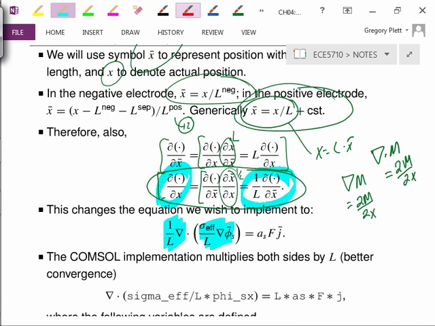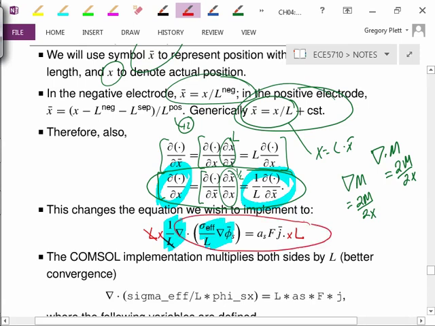So the equations that produce big numbers get emphasis rather than the equations that produce small numbers. So without changing the meaning of the equation, I multiply this side by L and I multiply that side by L, and this cancels, and I end up with something that works better in COMSOL for purely numeric reasons, to enhance its ability to converge in the simulation. Now what I have is the divergence of sigma effective divided by L times the gradient of phi s equals as times f times j times L.